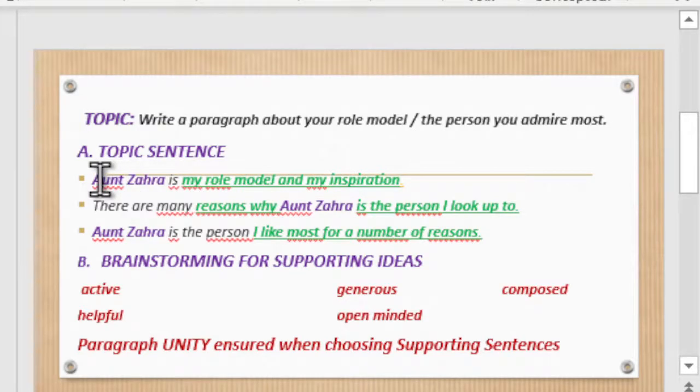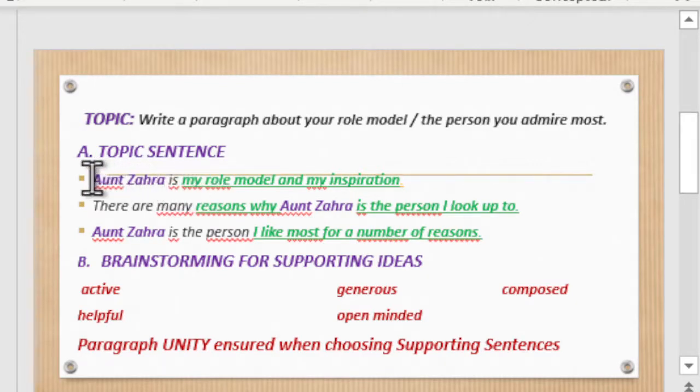So I'm going to write about Aunt Zahra. She is the topic that I'm going to write about. And I want to show and demonstrate why I like her, why she is my hero. She's my role model and inspiration. So that is the controlling idea that I need to demonstrate and develop about Aunt Zahra. So in order to save time, I have already gotten ready 3 sample topic sentences.